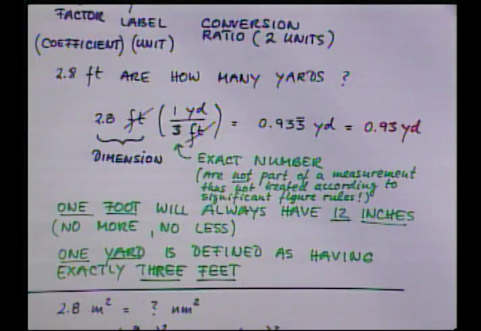So exact numbers never change. They are given ratios. Like 1 foot will always be 12 inches, regardless of whether you put your own foot in there or not. This is a standard of measurement. 1 yard will always be 3 feet. So that's a fixed number, an exact number.